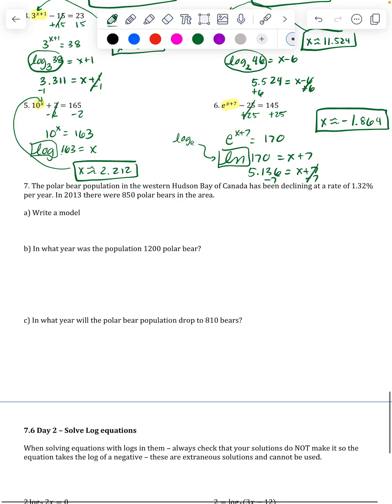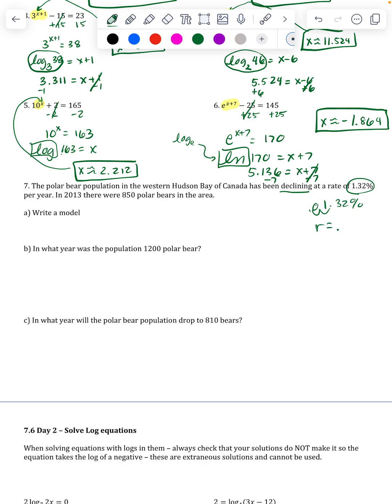So how does this look in some of the other stuff we've done? We've done some growth, but we've never really had to work backwards. So let's try this one. Polar bear population in the Western Hudson Bay of Canada has been declining at a rate of this. So keep in mind, 1.32% requires us to move that over 2 spots.